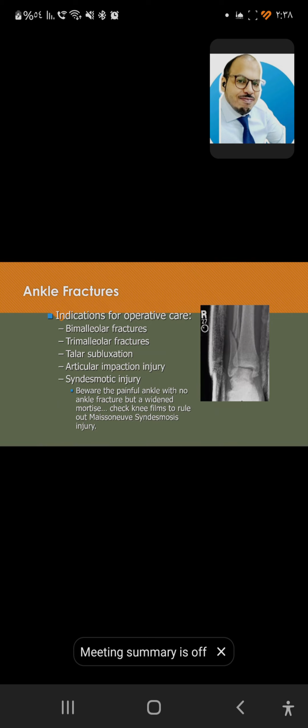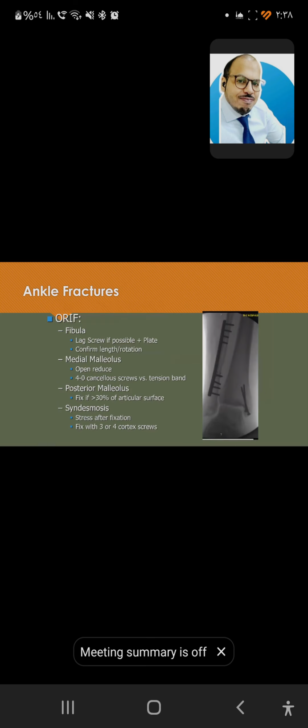Any bimalleolar fracture, trimalleolar fracture, or talar subluxation is treated with open reduction internal fixation. For the fibula, usually it's a plate. The medial malleolus is fixed with cancellous screws or tension band wire, the posterior malleolus with open reduction internal fixation with screws. The syndesmosis is also fixed with screws.